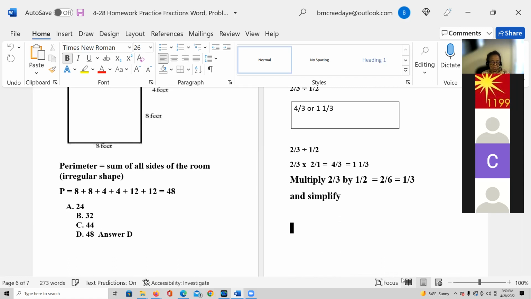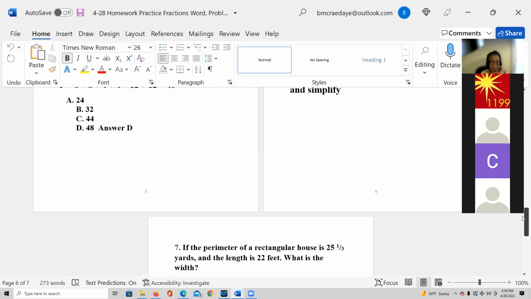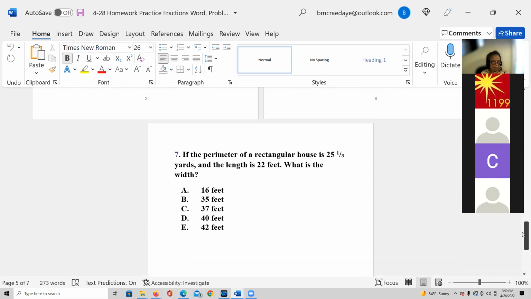Now let's go to another perimeter problem. Okay, Maureen, I want you to read this and tell me how you would solve it. I'm not there, Miss Barbara. Oh, you're not here? Okay, Mercedes, read number 7. If the perimeter of a rectangular house is 25 1/3 yards and the length is 22 feet, what is the width?